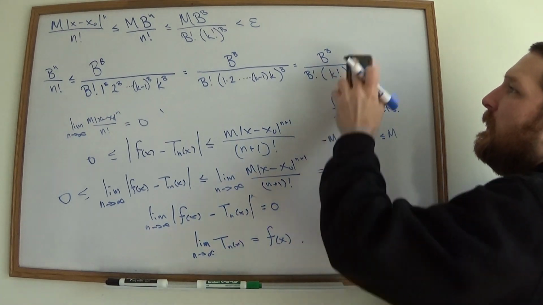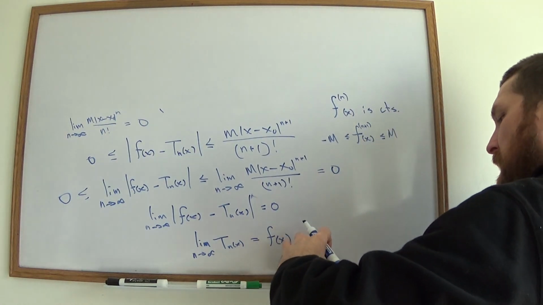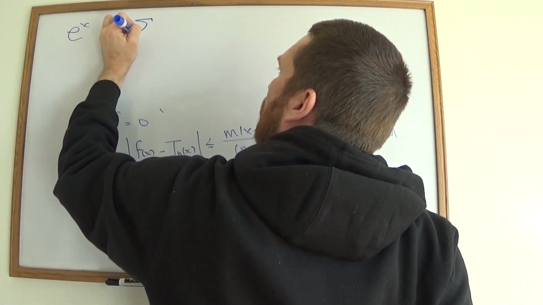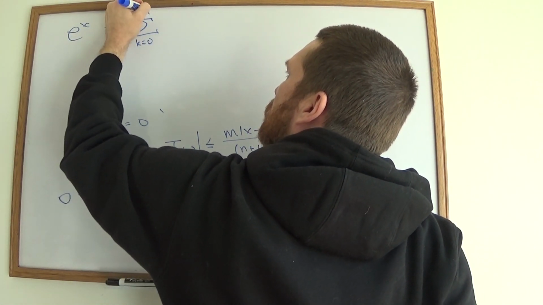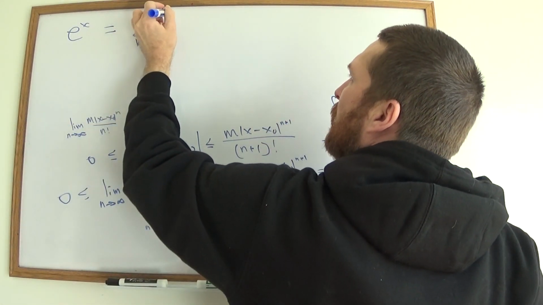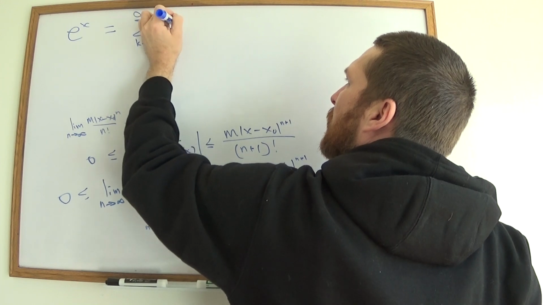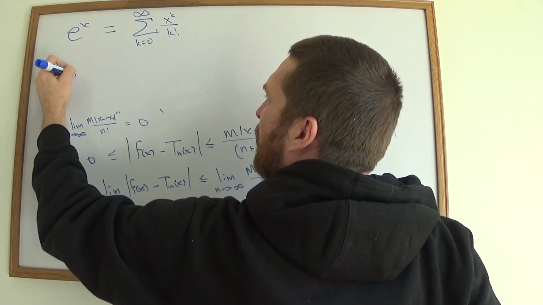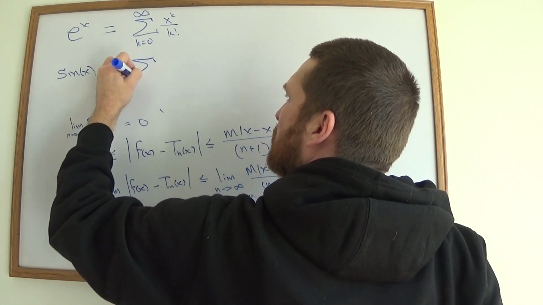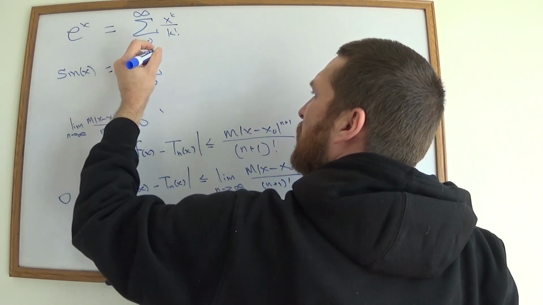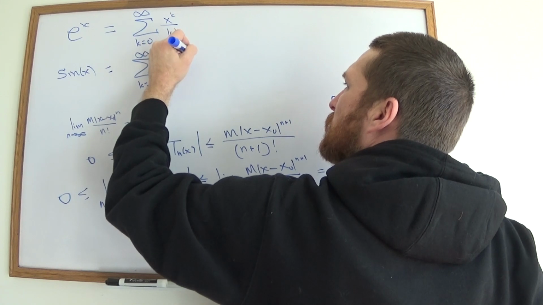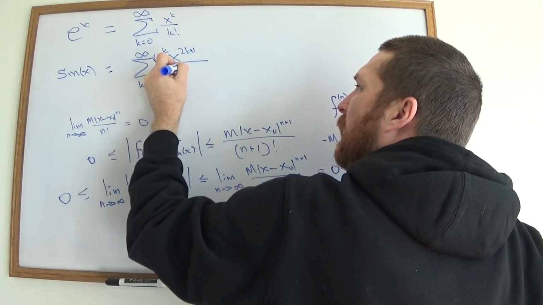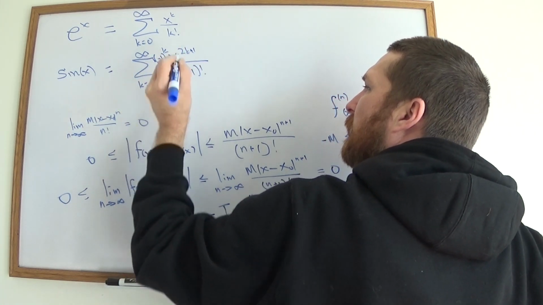Now we could say unequivocally that e to the x is equal to the sum as k goes from 0 up to infinity, in other words, the limit of the sum of x to the k over k factorial. We could say unequivocally that sine x is equal to the sum as k goes from 0 up to infinity of negative 1 to the k, x to the 2k plus 1, over 2k plus 1 factorial.